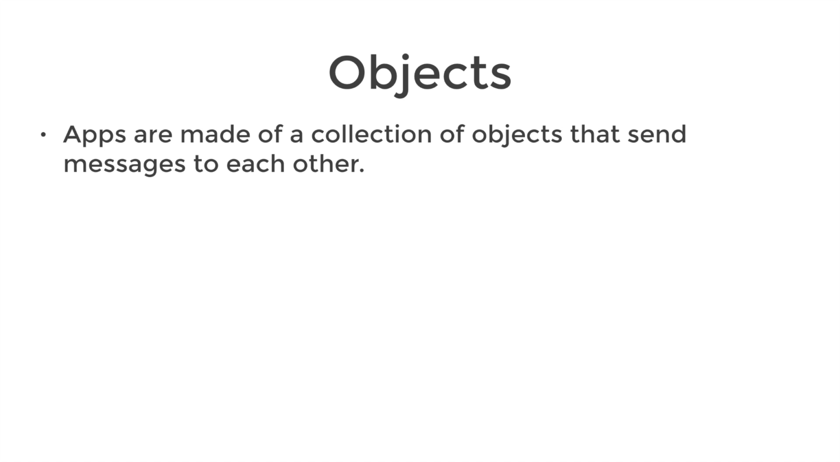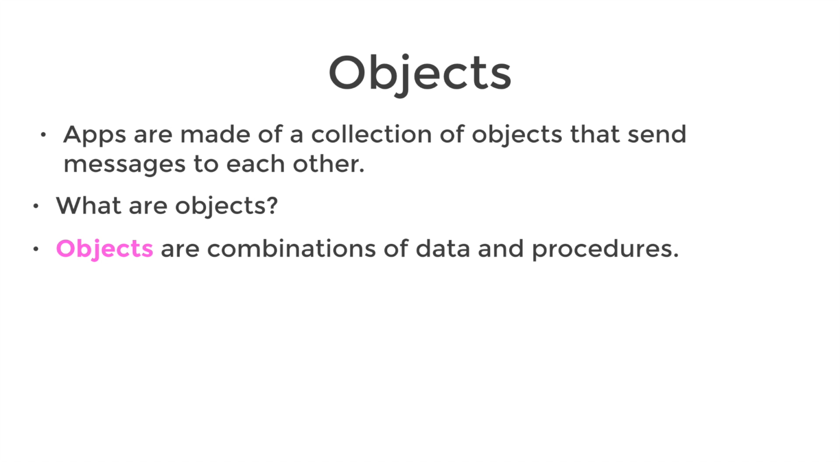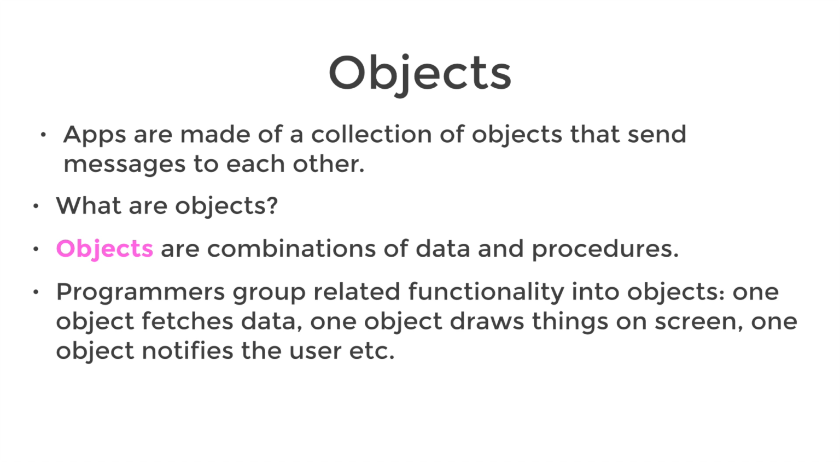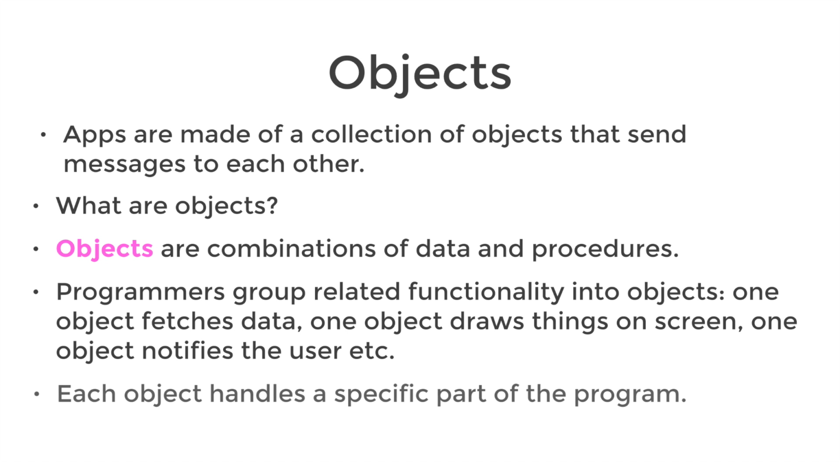Conceptually, Android and iPhone apps are essentially made up of a collection of objects that send messages and interact with one another. What are objects? Objects are combinations of data and procedures. Programmers group related functionality into objects so that you have a segregation of duties. You'll have one object that's responsible for fetching data from the internet. You have another object that's responsible for drawing things on screen. Each object handles a specific part of the program.